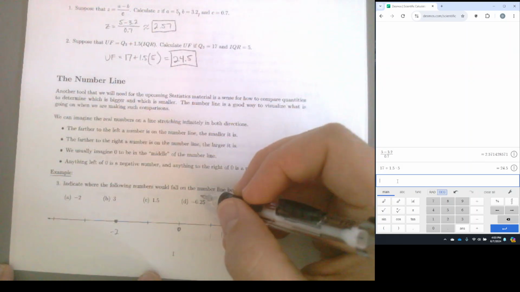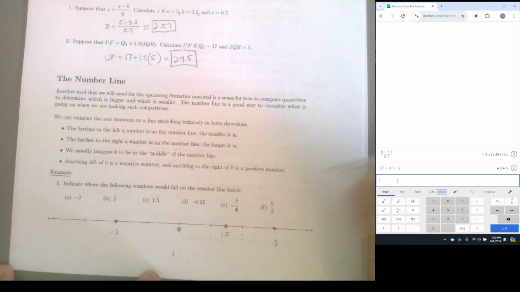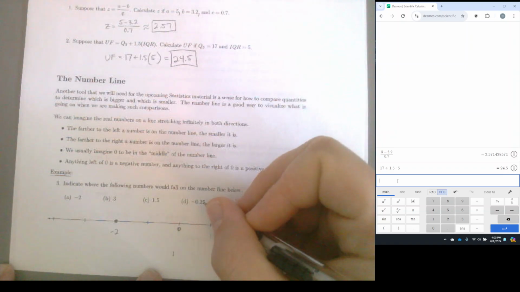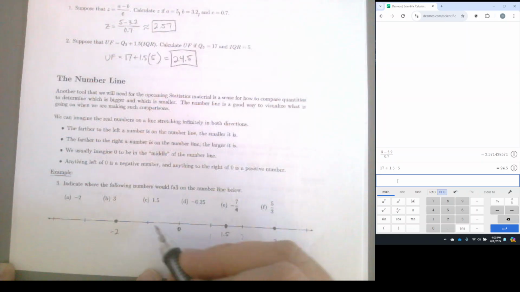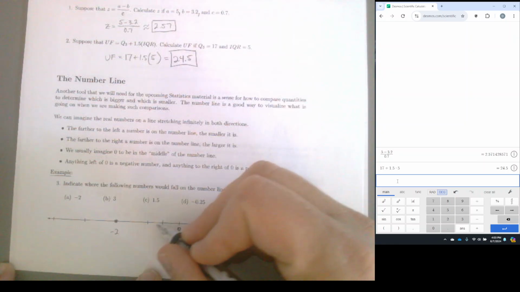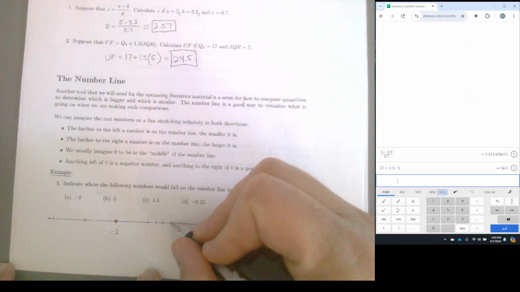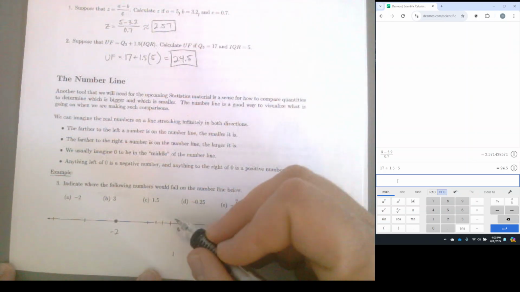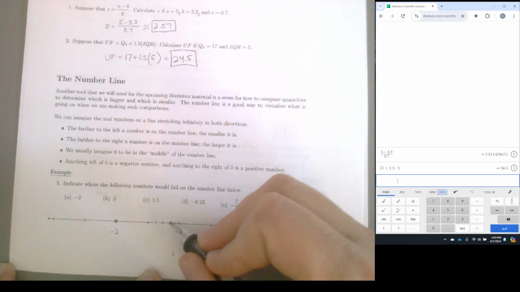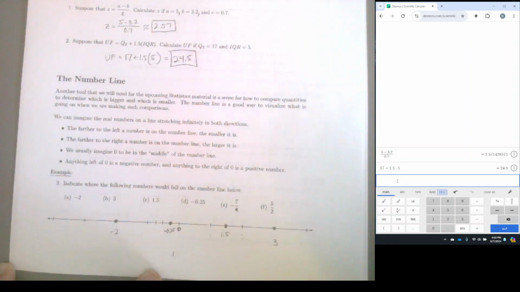-0.25. You may recall that 0.25 is just the same as 1/4, right? So if it's -0.25, then it's going to be -1/4. So if I split the space between 0 and -1 into 4 parts, then each of these spaces is 1/4, right? So -1/4 would be right there. So this is -0.25.